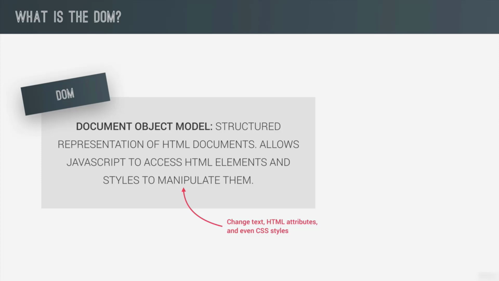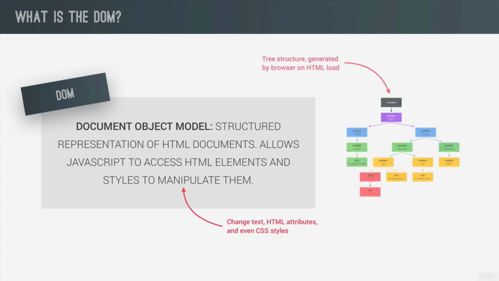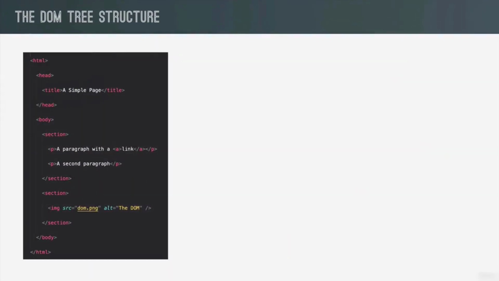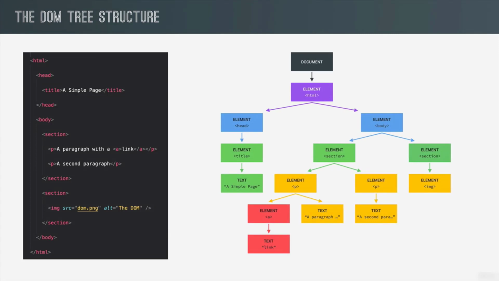Now, the DOM is automatically created by the browser as soon as the HTML page loads, and it's stored in a tree structure like this one. In this tree, each HTML element is one object. And so let's now take a look at this DOM structure in a little bit more detail. And to illustrate this, here is a very simple HTML document, and here is what the DOM tree corresponding to this HTML looks like.